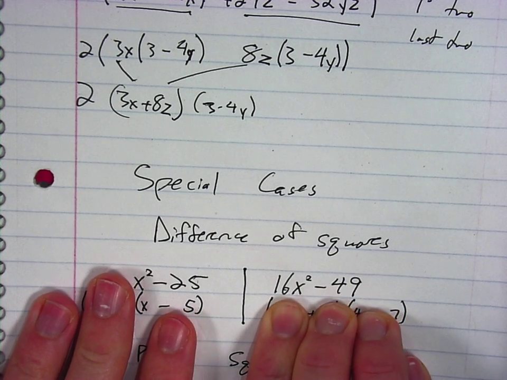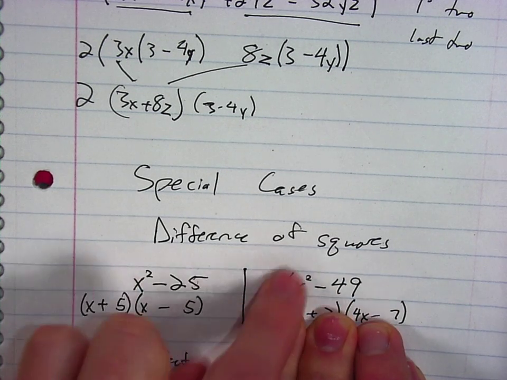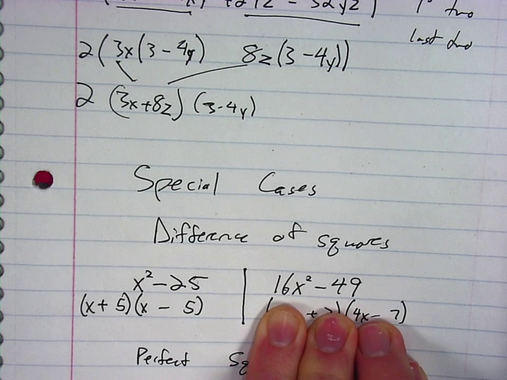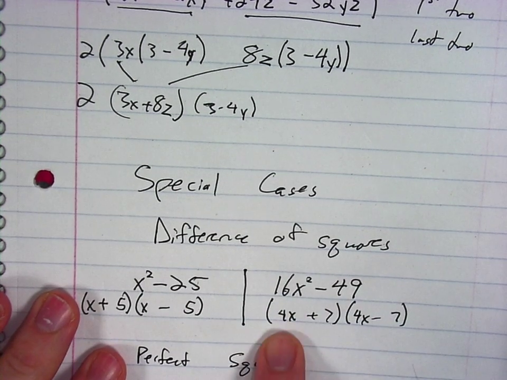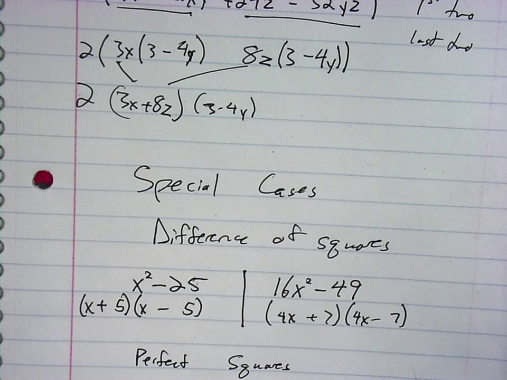Okay? Don't be scared if there's something else on that x squared. Square root of 16x squared would be 4x. Square root of 49 is 7. So I'm going to have 4x plus 7, 4x minus 7.